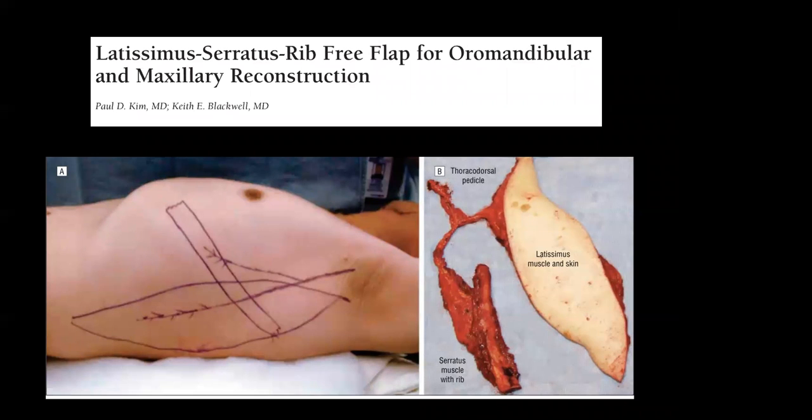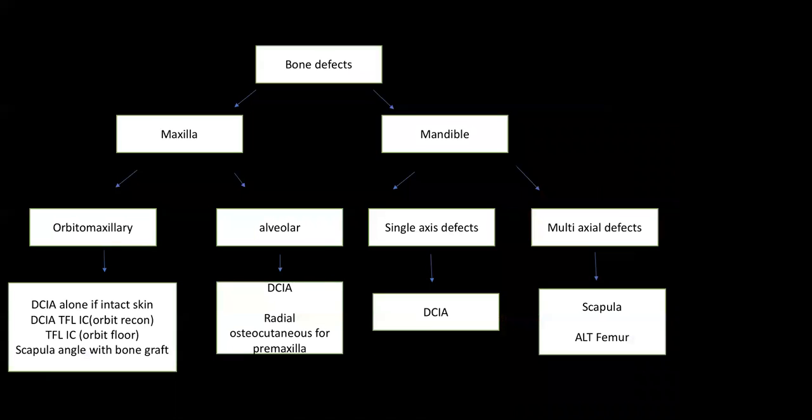So for bone defects, the newer flaps probably are more suitable for orbitomaxillary defects, as I had shown you. So DCIA alone, DCIA with TFLIC, that is tensor fascia lata and iliac internal oblique, or tensor fascia lata with iliac crest.